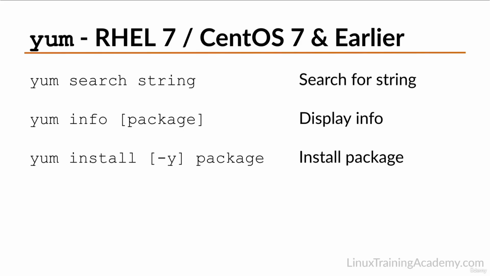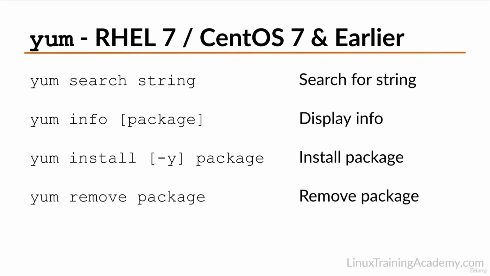By the way, when you see something in brackets, it means it's optional. So the notation you see here on your screen means you can run yum install package or optionally yum install -y package. Remember, in order to install or remove a package, you need to use root or super user privileges.